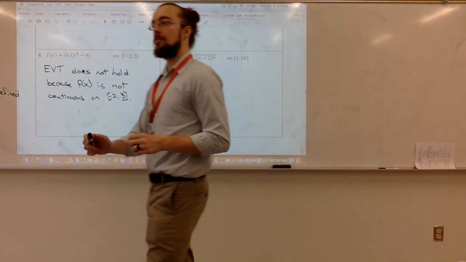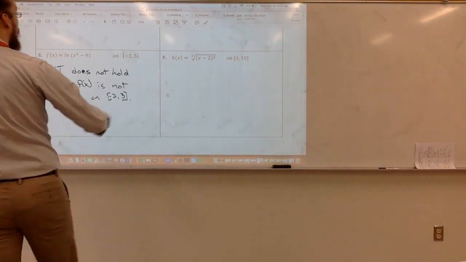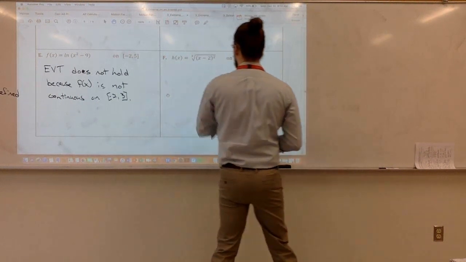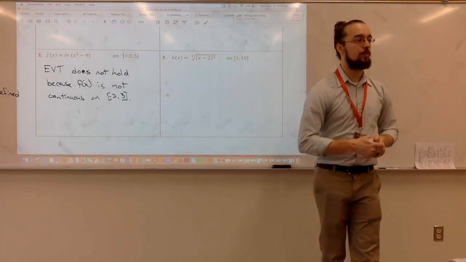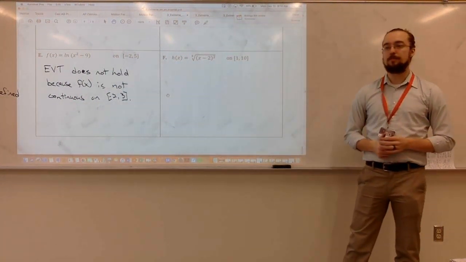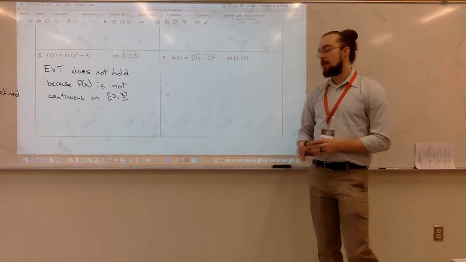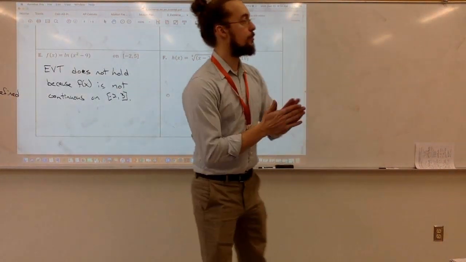Is that how it is on F? Oh, well, if you square it before you take the square root, it's a positive. Yeah, we can do that. All right, but we're gonna skip F.